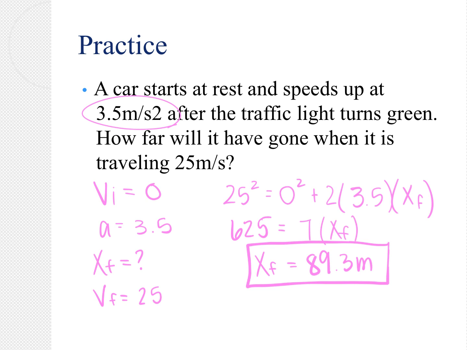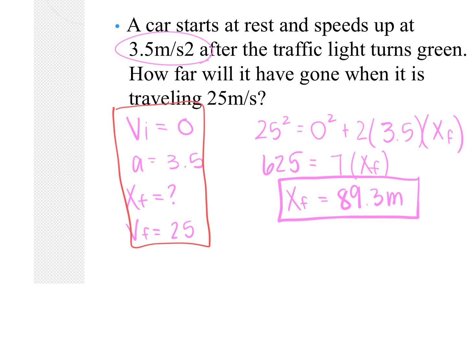Now, answer this question. Let's say you were given this exact scenario. You're given all this information. Would it have been valid for me to solve for time using the first and then solve for x final using the second kinematics equation? Would that have worked? I could have used this, and solved for time. And then I could have used all that information to solve for x final from the second. That would have worked fine.